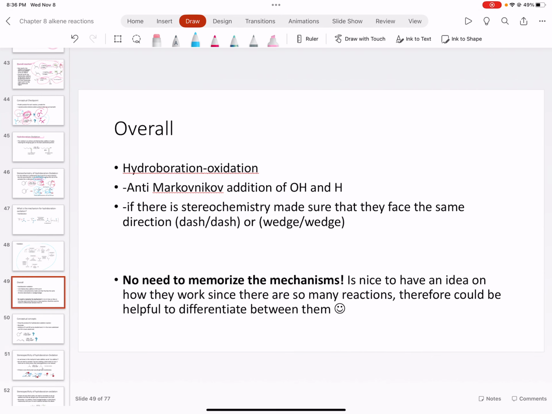So then overall, hydroboration oxidation is anti-Markovnikov addition of OH and H. If there's stereochemistry, make sure that they face the same direction, dash dash or wedge wedge. No need to memorize the mechanisms. It's nice to have an idea of how they work, since there are so many reactions, so it could be helpful to be able to differentiate them.